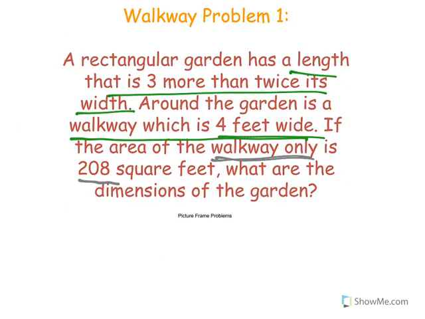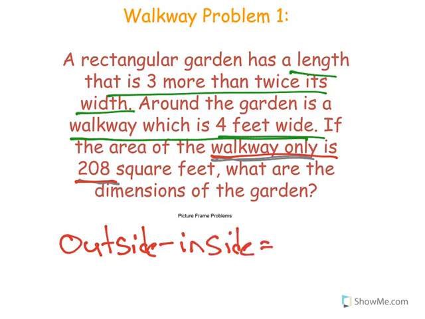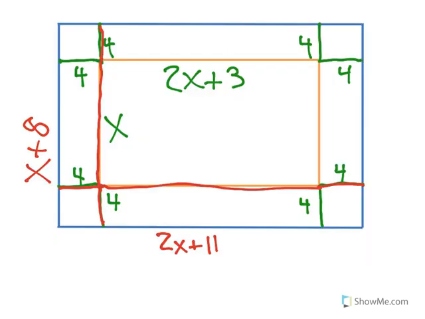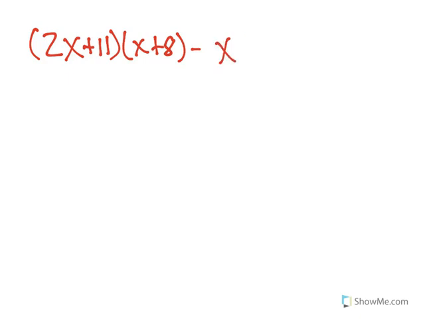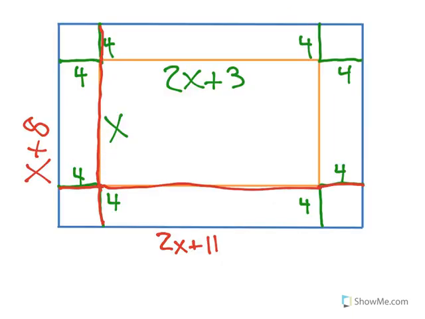Now this is where it's going to get tough. So it says the area of the walkway only is 208. All right, so how do we find the area of the walkway? Well, it's going to be the area of the outside minus the area of the inside is going to be equal to the area of the walkway. All right, so let's see what that looks like. So my area of my outside is 2x plus 11 times x plus 8, minus the area of the inside, which is x times the quantity 2x plus 3, is equal to the area of our walkway, which is 208.